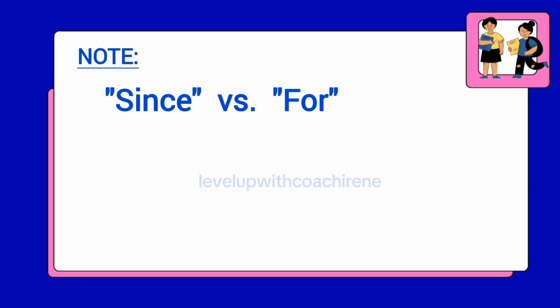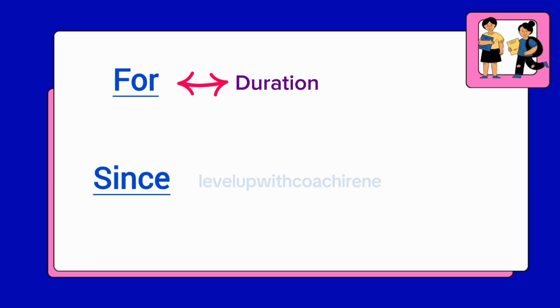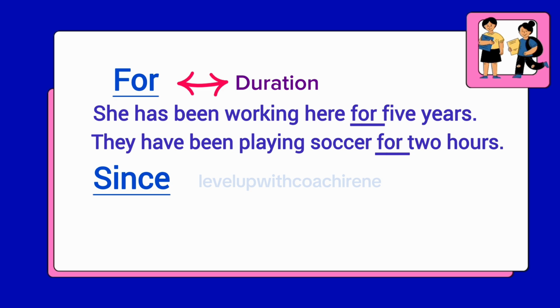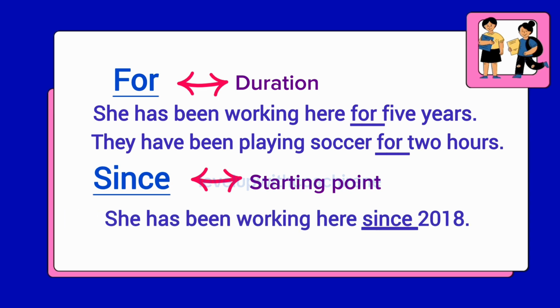Note: in the present perfect continuous tense, we use since and for to indicate how long an action has been happening. For is used to specify the duration of time, that is, how long something has happened. For example, she has been working here for 5 years. They have been playing soccer for 2 hours. Since is used to specify the starting point of the action, when it began. For example, she has been working here since 2018.